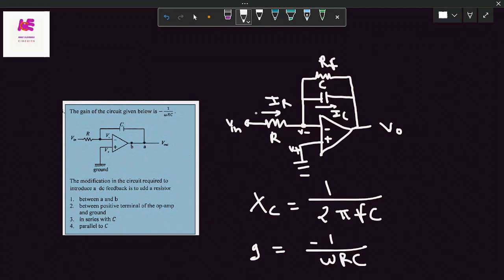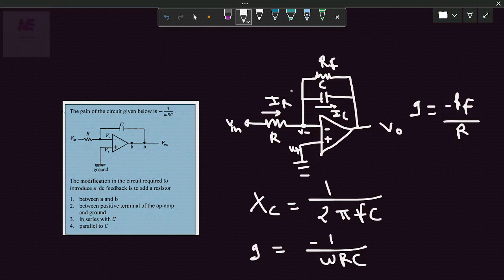What happens at low frequencies? If frequency is low, the capacitor is open circuited, and the gain we are getting at low frequency is nothing but minus RF upon R. The input is at the inverting terminal, so negative. The feedback resistance and the input resistance, the capacitor is open circuited at low frequencies. So this operational amplifier at low frequency acts simply like an inverting amplifier, giving stable behavior. We are getting more stability than the ideal integrator in the practical integrator if we connect a resistor in parallel with the capacitor. So this is the solution.